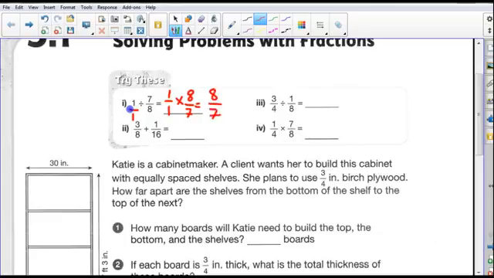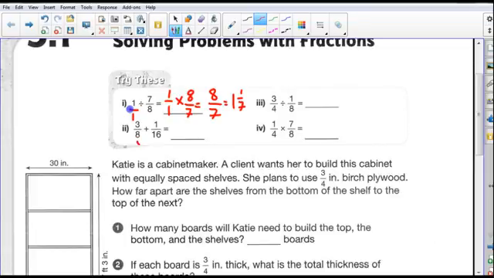So 1 divided by 7/8 is 8/7, or if we want to convert that to a mixed number, 7 goes into 8 1 time with 1/7 remaining. Okay. Number 2, 3/8 plus 1/16.